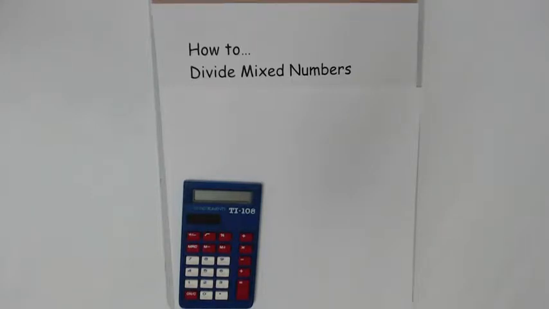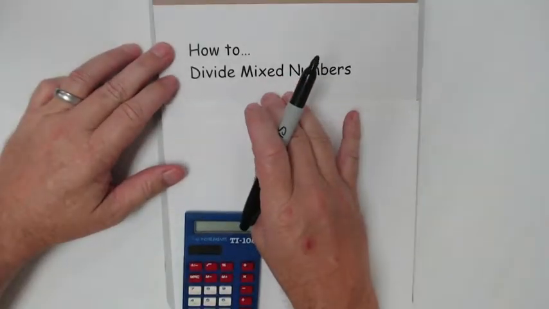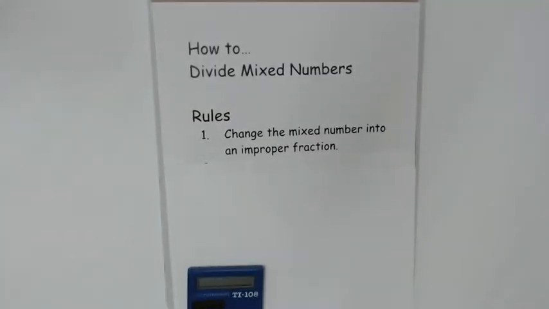In this video, we're going to go over how to divide mixed numbers. So the very first thing you need to do if you're going to divide something that's a mixed number is you need to change it to an improper fraction. And I'm going to put a link over here in the corner on my video on how to change a mixed number into an improper fraction. I'll also go over how to do it in this video.